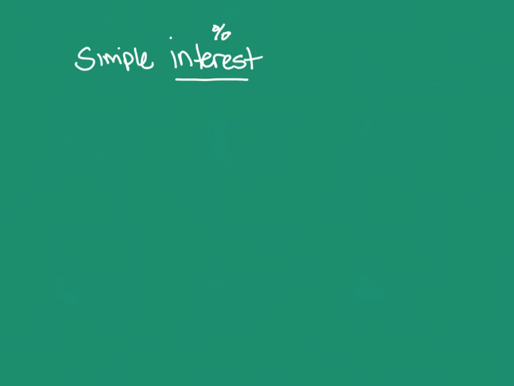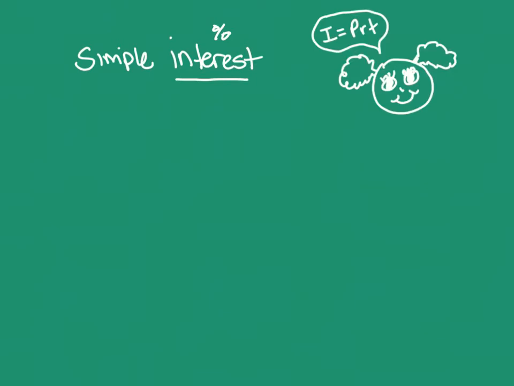For simple interest, I always remember it as I per T. I per T, she's saying. She's so purty. And I use that to help me remember whenever I'm talking about simple interest.